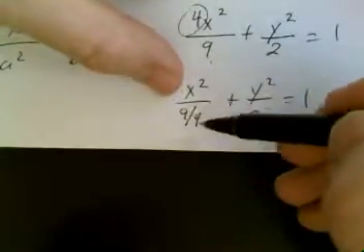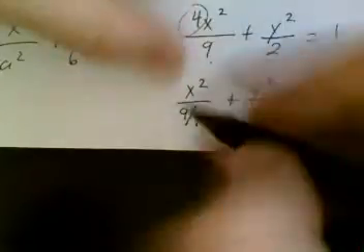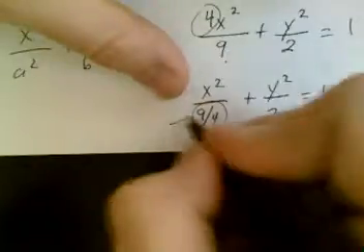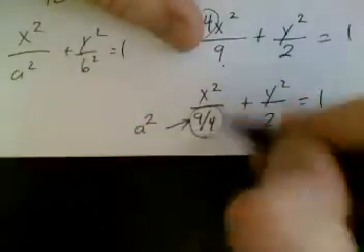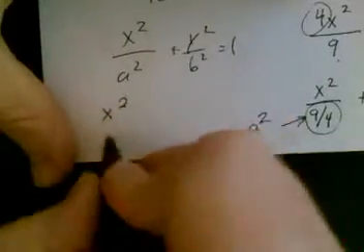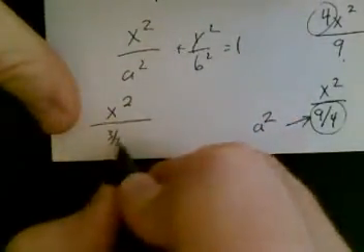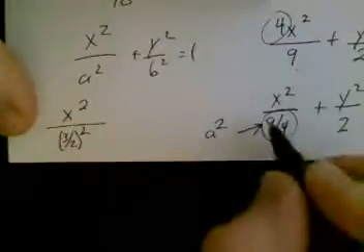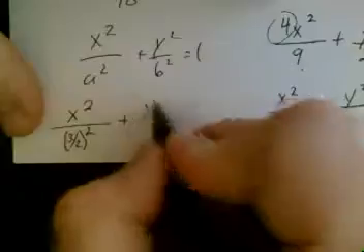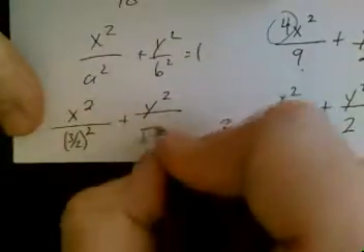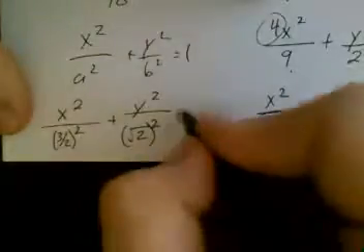Now, which one of these numbers is larger? 9 over 4 or 2? Well, 9 over 4 is 8 over 4, which is 2, plus a 1/4. This one's my larger value. This one is what compares to a squared. So let me write this as a squared. So lastly, x squared is divided by 3 over 2 squared. Again, 9 is 3 squared and 4 is 2 squared, so 3 over 2 squared. Plus, this is y squared over the square root of 2 squared, and that's all equal to 1.